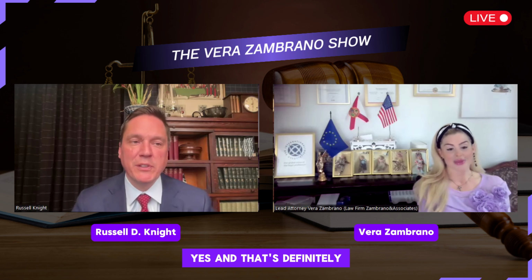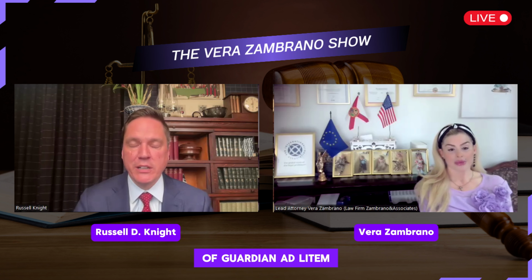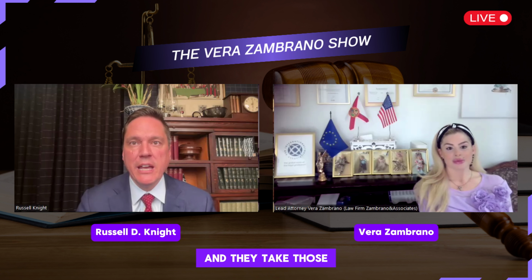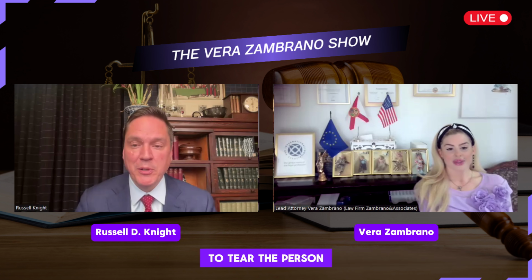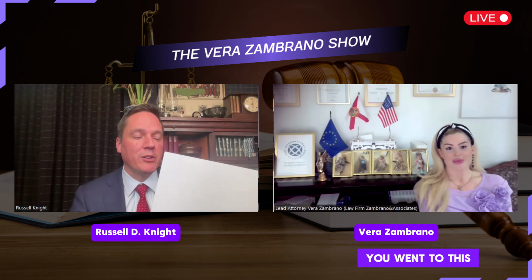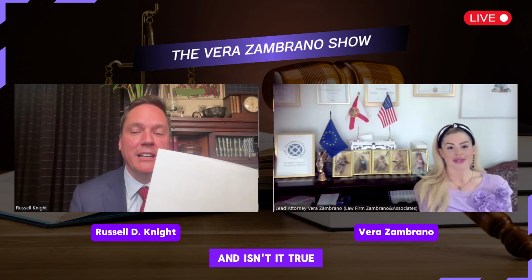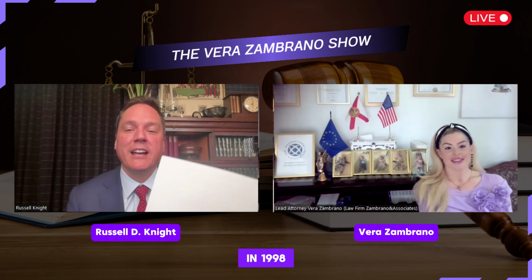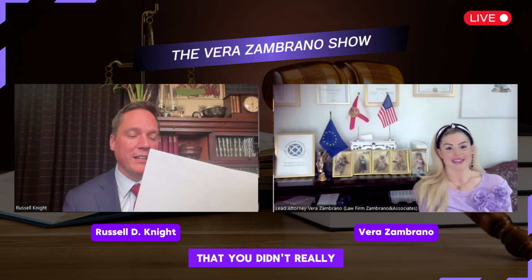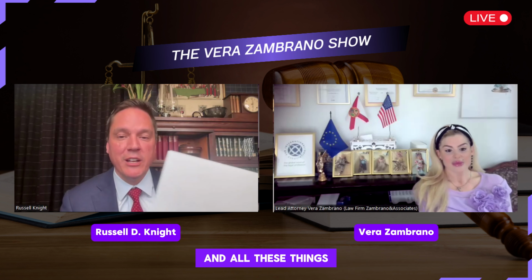Yes, and that's definitely an uphill battle because the court makes decisions based on the recommendations of guardians ad litem or other experts, and they take those recommendations as coming from a neutral party, and you're not a neutral party as an attorney. And so usually, if you don't like the recommendation, you kind of have to tear the person apart, and you have to go through their CV and be like, isn't it true that you went to this terrible school? And isn't it true that you were sued in 1998? And isn't it true that you didn't really interview everybody involved, and all these things?